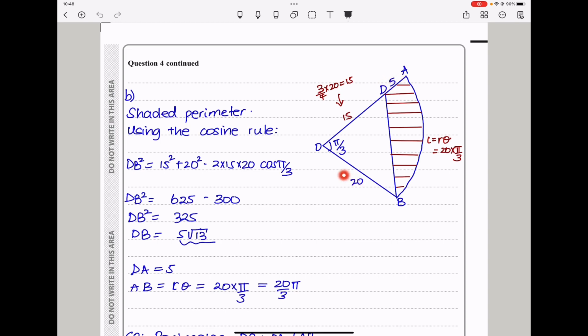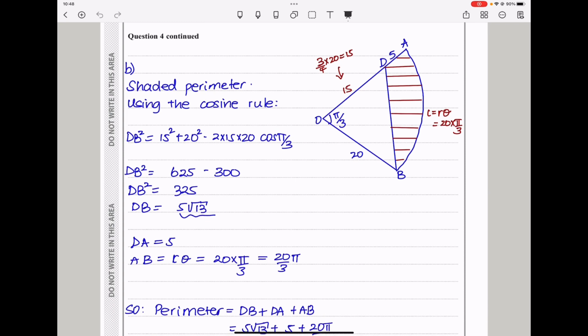So this one is going to be 20 minus 15, which is 5. So if the radius is 20, this is going to be 20. So using the cosine rule, DB squared is equal to 15 squared plus 20 squared minus 2 times 15 times 20, the cos of this angle. So when I substituted, I got 625 minus 300, which is 325. And to find the square root of that, I got 5 root 13. So that is going to be length DB.